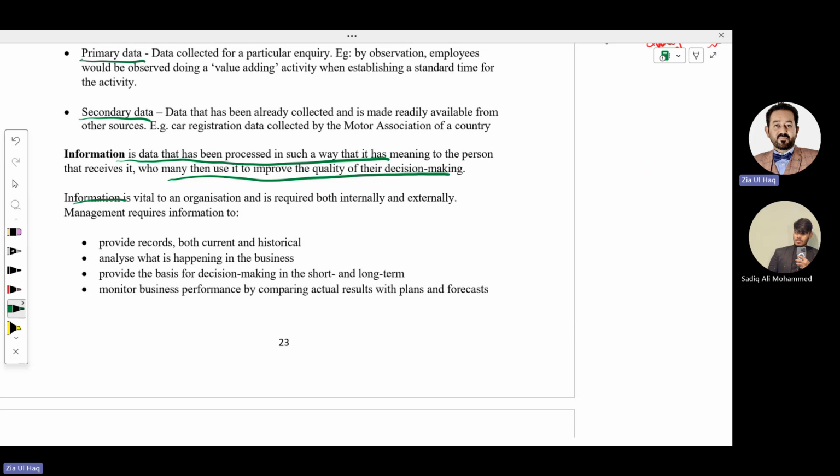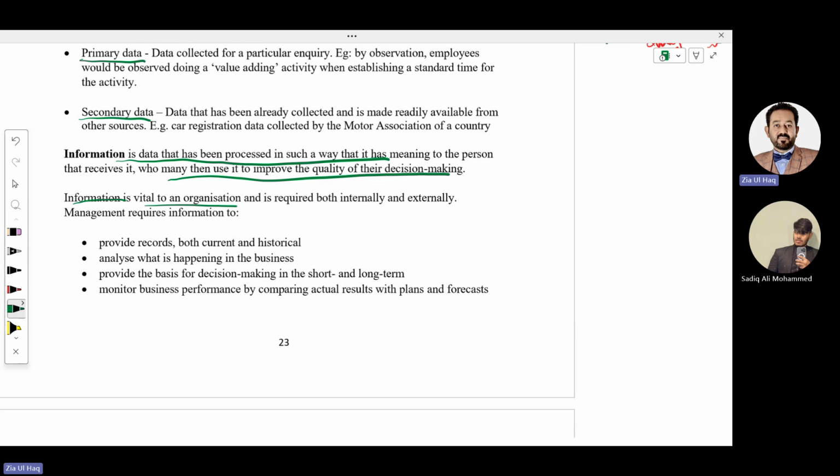In an organization, we use information for making decisions. Obviously, we collect data, we process it, convert it into information, and on the basis of information, management can make decisions. They cannot make a decision based on the data. They have to convert it into a meaningful form, which is information.